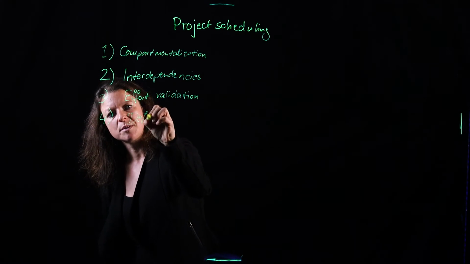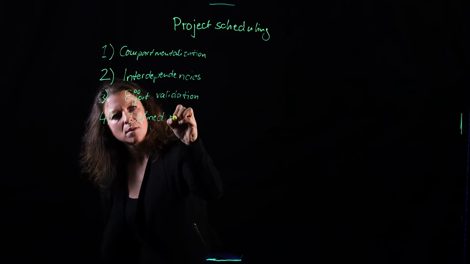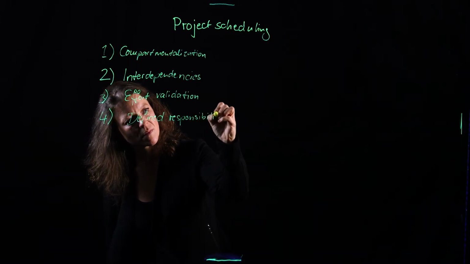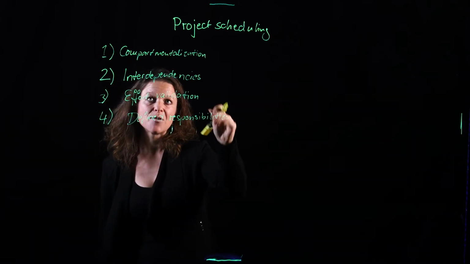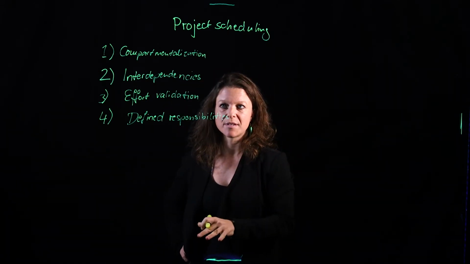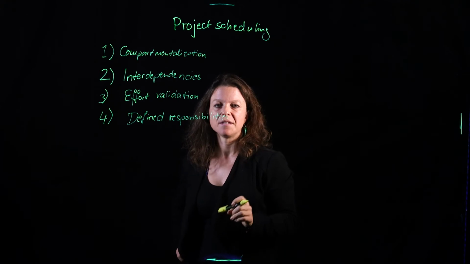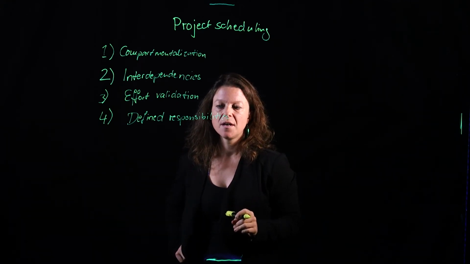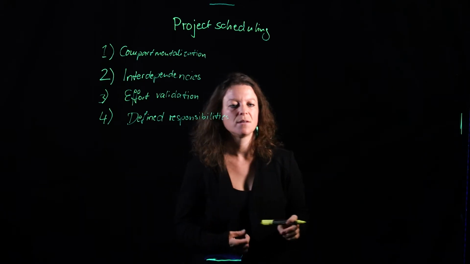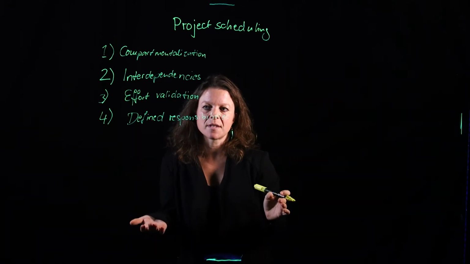Number 4, defined responsibilities. When I have my compartmentalized, interdependent plan all written down and I validated that, yep, we got all the resources we need, if I don't write down who is responsible for which task, then how am I going to make sure these things get done?